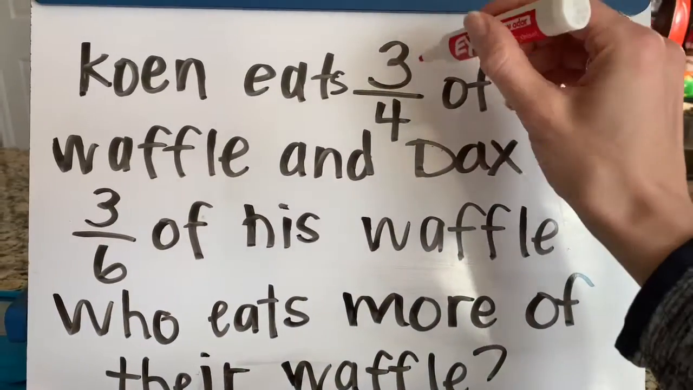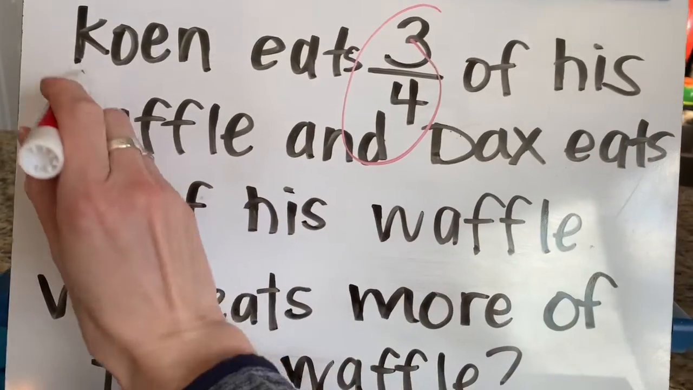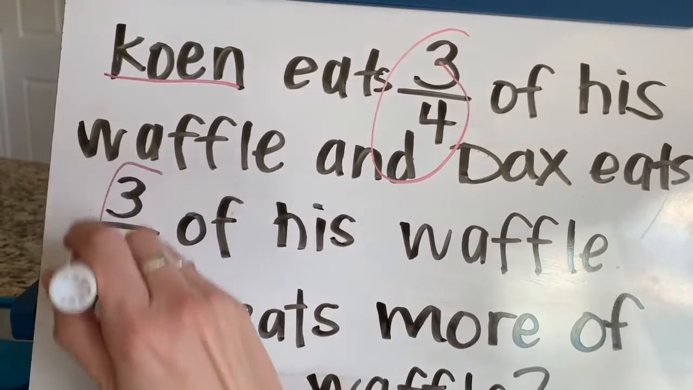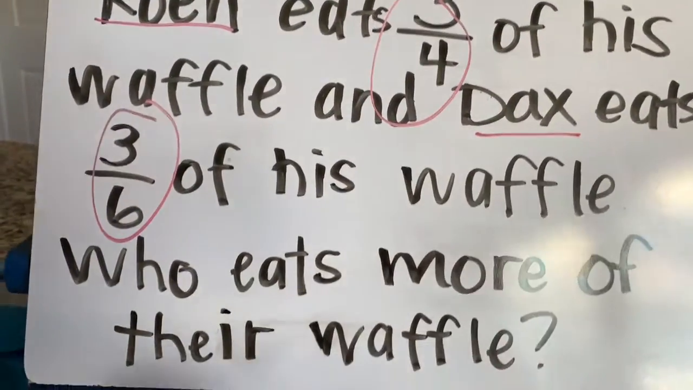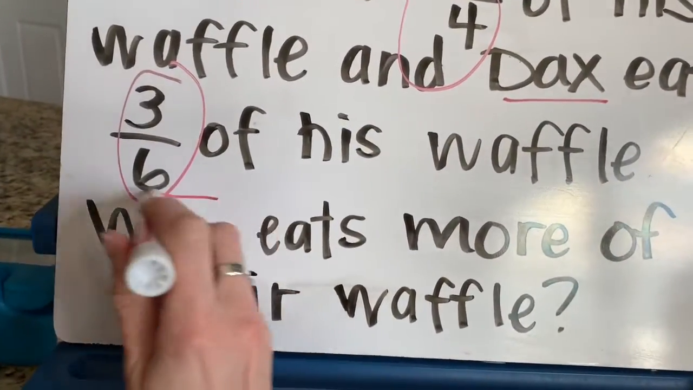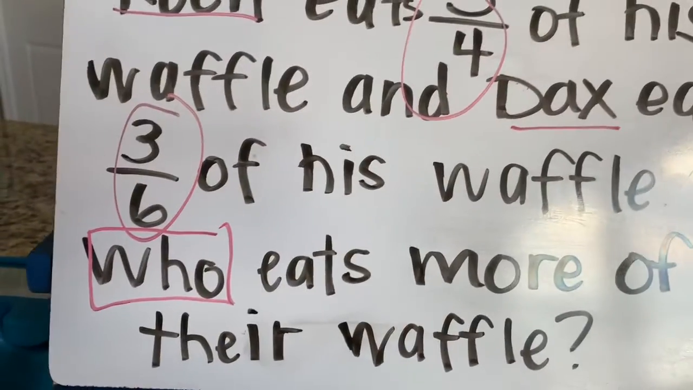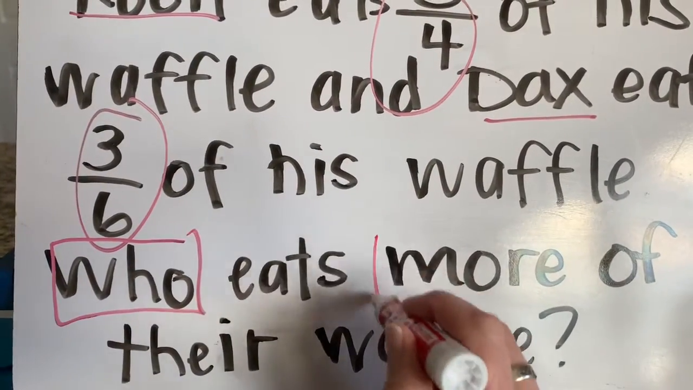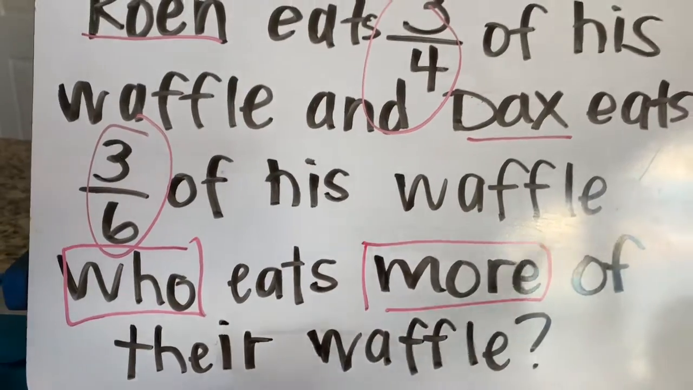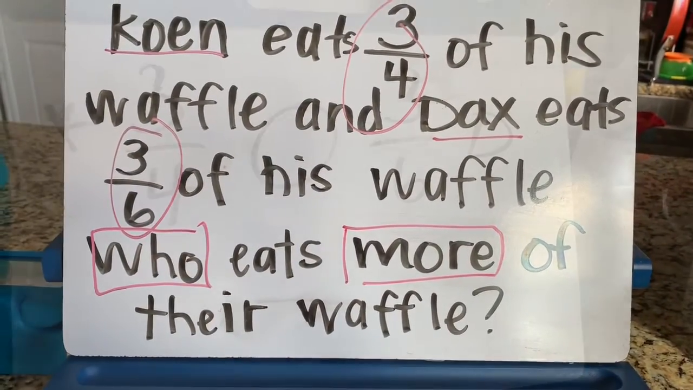First, we pull out the fractions. We have 3/4 that belongs to Cohen, and we have 3/6 that belongs to Dax. Our keywords today are who, because we're looking for who, not our fraction, and more. So we want to know who eats more of the fraction of their waffle.